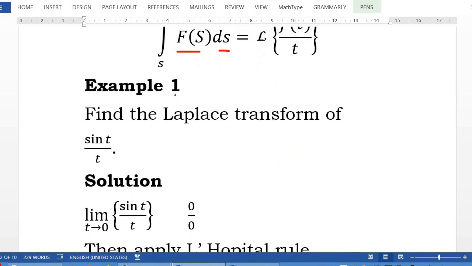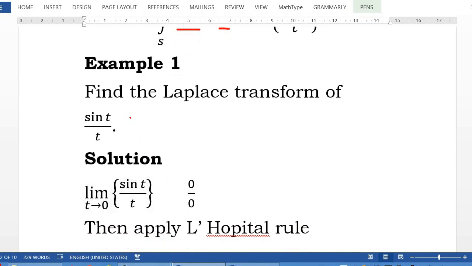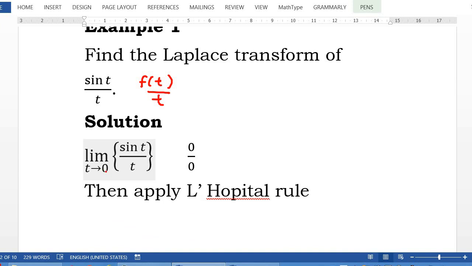Okay, example 1. Find the Laplace transform of sin t over t. Before we can find the Laplace transform, we have to make sure that the limit for this exists. This is in the form of f(t) divided by t. So you have to make sure that the limit for sin t over t when t approaches 0 exists. Okay, so to find the limit, if you substitute t by 0, sin 0 you have 0, so the denominator is also 0. So this is an indeterminate form.